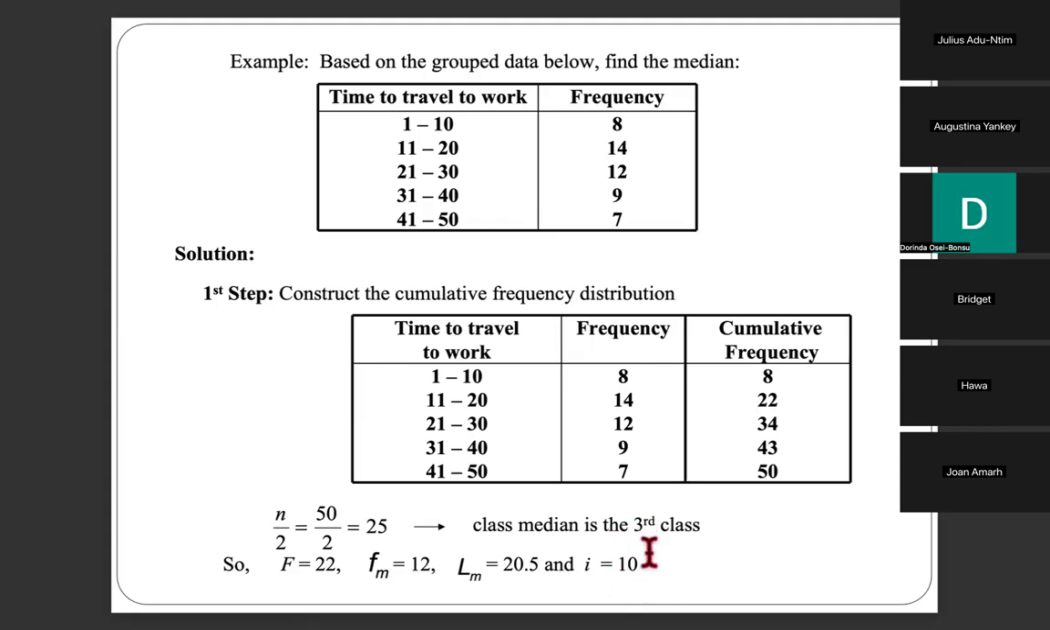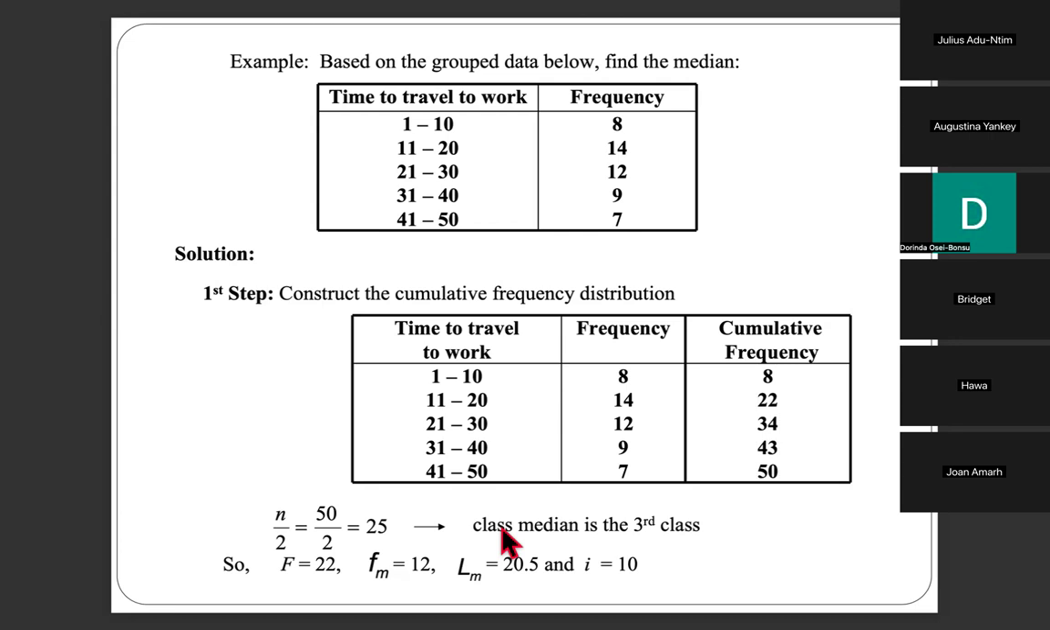The class width is the distance from and to. So if we are moving from 1 to 10, it means our class width is 10, because we will have 1, 2, 3, 4, 5, 6, 7, 8, 9, 10. So our class width will be 10.